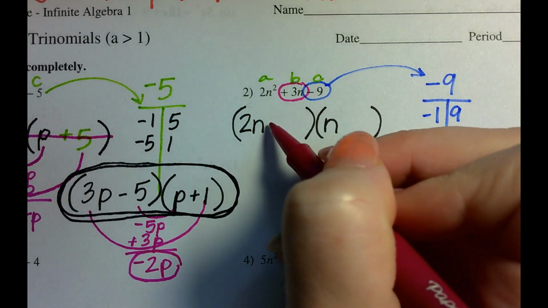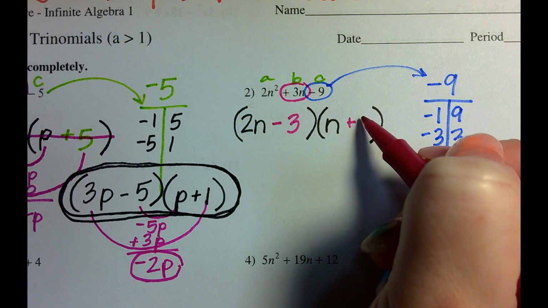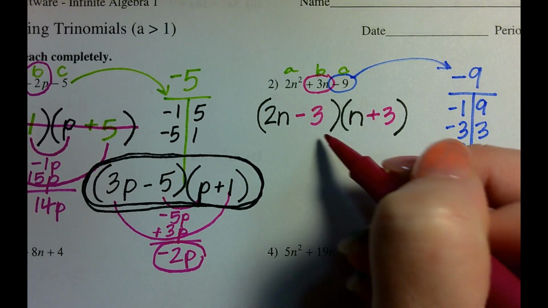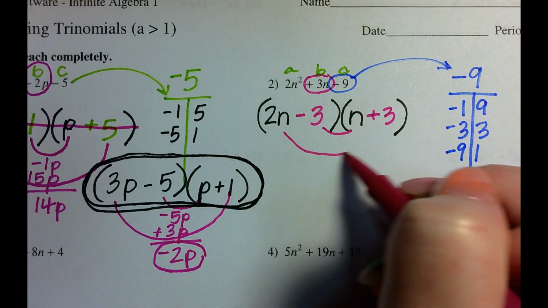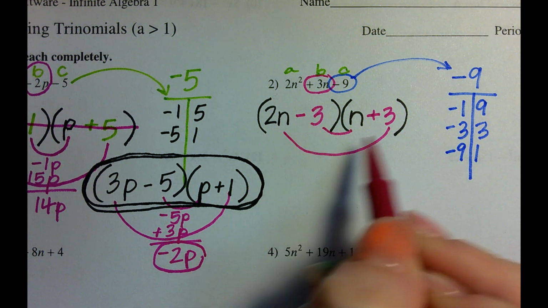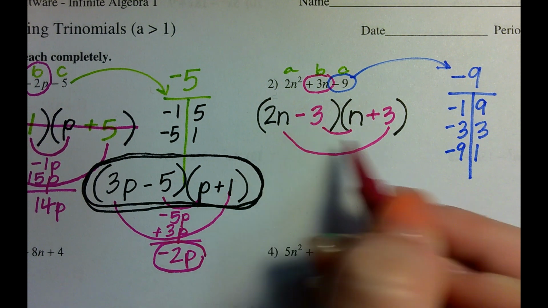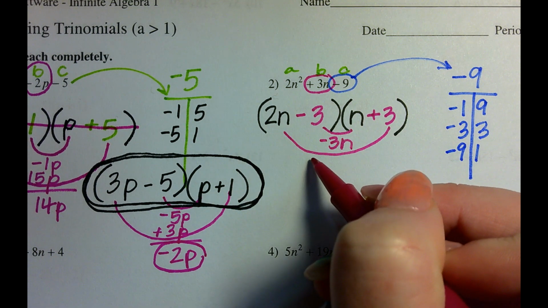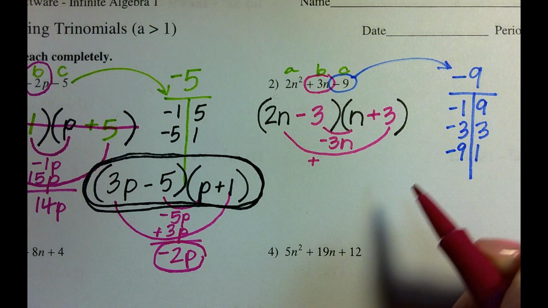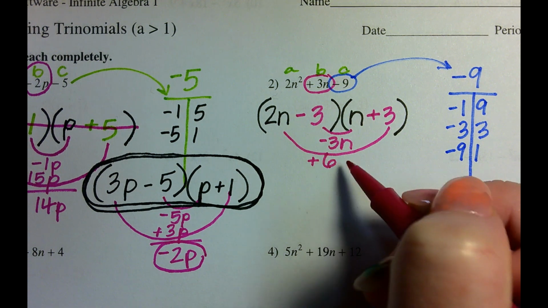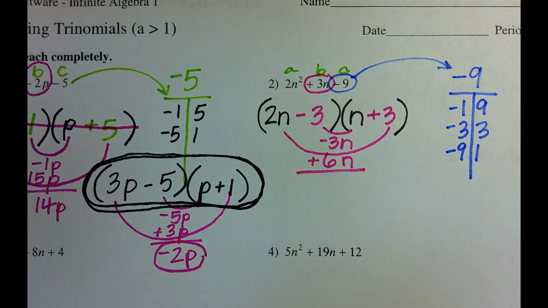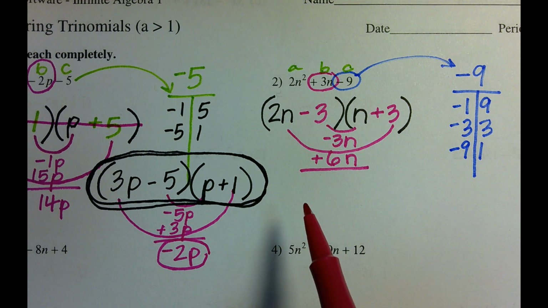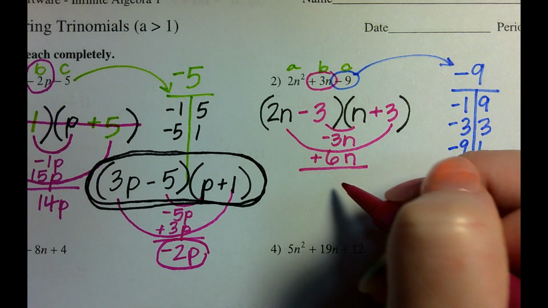Sure, let's try -3 and +3 and see what happens. So we'll multiply our inner terms and our outer terms, and let's see what that gives us. We have -3n and 2n times +3. What does that give us? 6n. Okay, and what is -3n plus 6n? 3n.